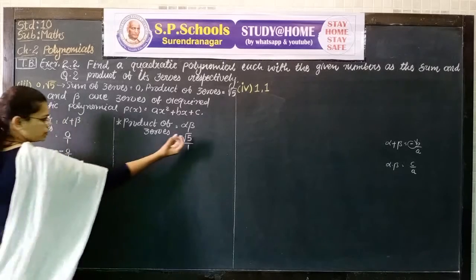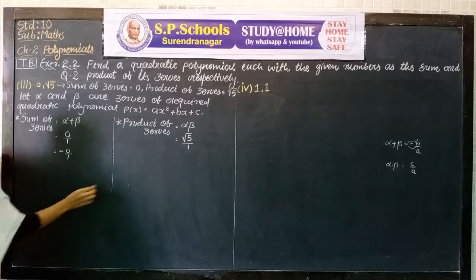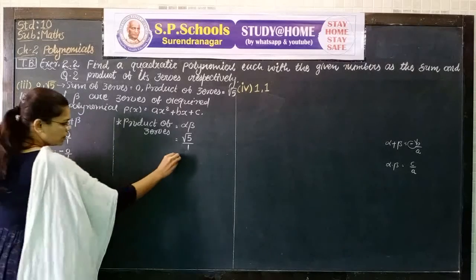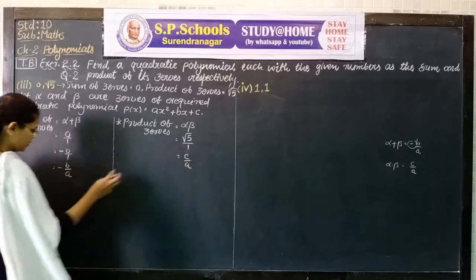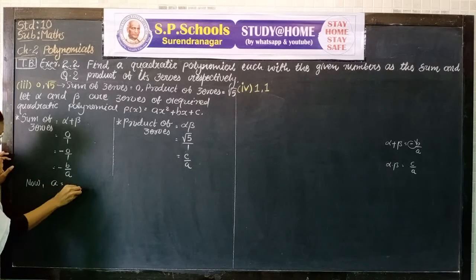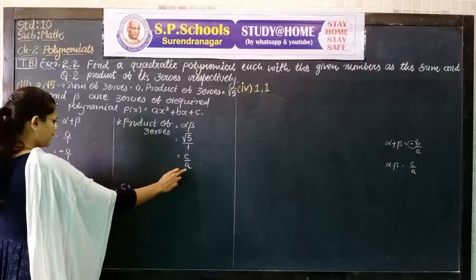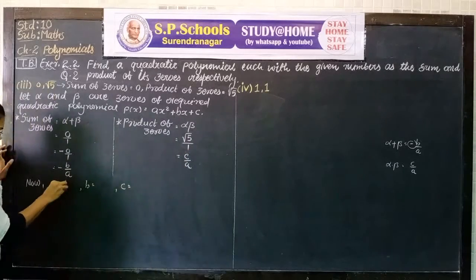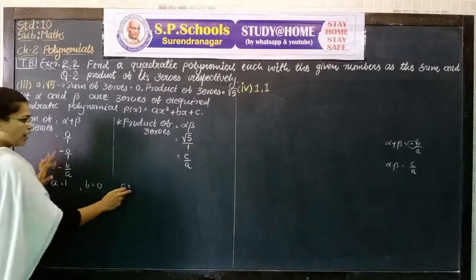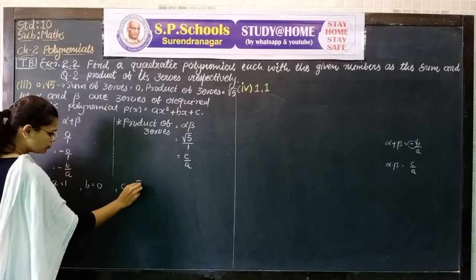0 upon 1, root 5 upon 1. Both the denominators are equal. One minus is here, so that it looks like minus b upon a, and here is c upon a. Now the value of a, value of b and value of c. Both denominators are equal. A is equal to 1, minus with minus, and b is equal to 0, and comparing with the numerator, c is equal to root 5.